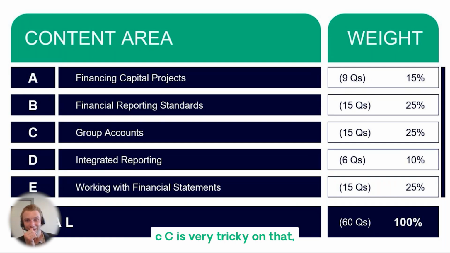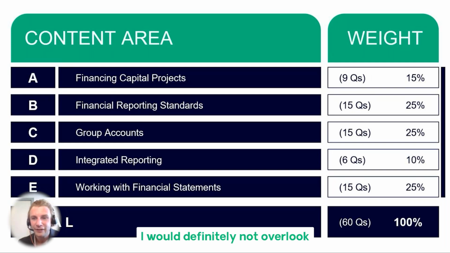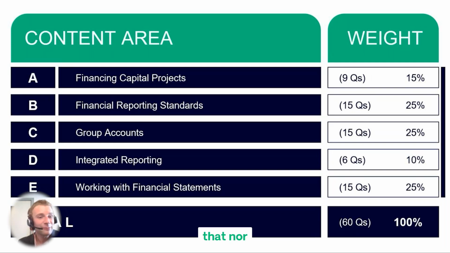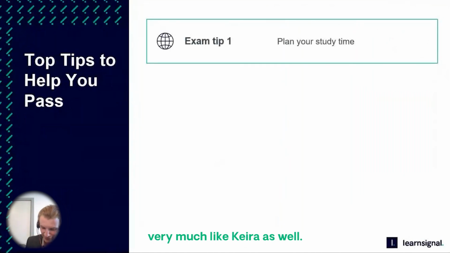Yeah, C is very tricky on that, especially with the weighting of 25%. The other one, just to note down, has got to be content area B, the financial reporting standards. Some of those are very, very tricky, but it comes down to maybe your experience, where you're working. I would definitely not overlook that, nor any content area, because they can test absolutely anything in this examination. Thanks very much for that, Kira, as well.